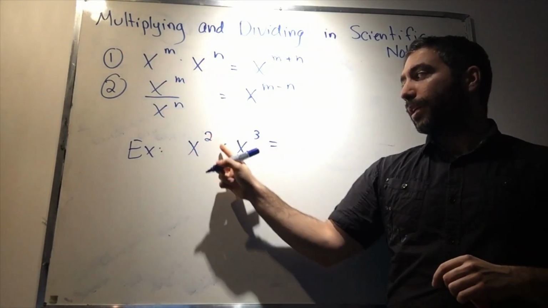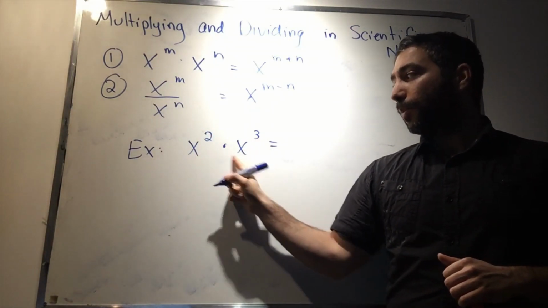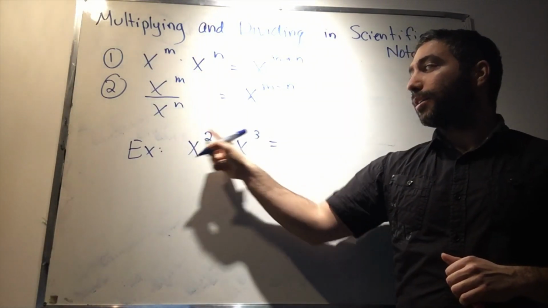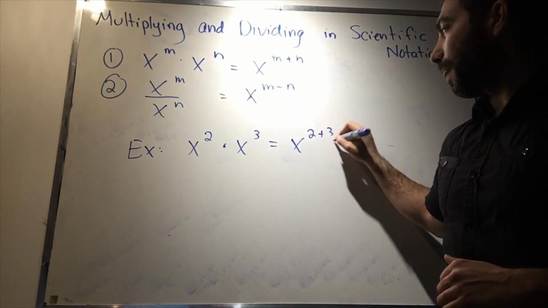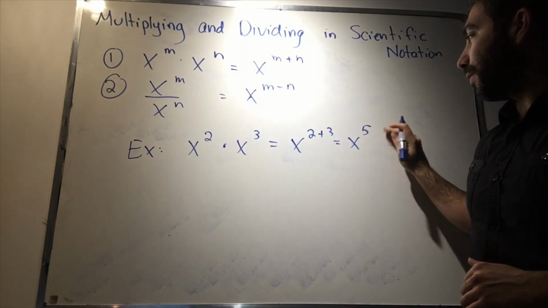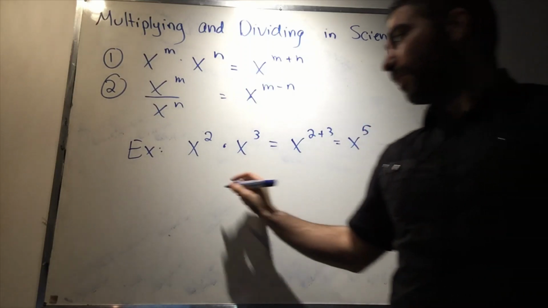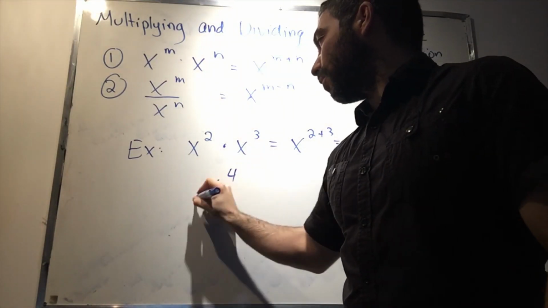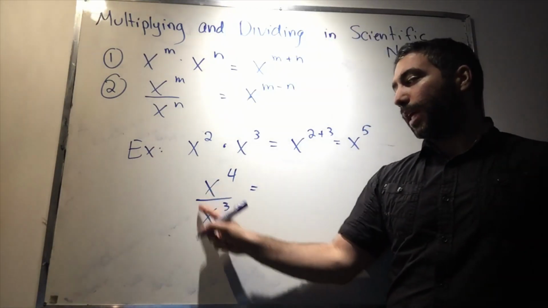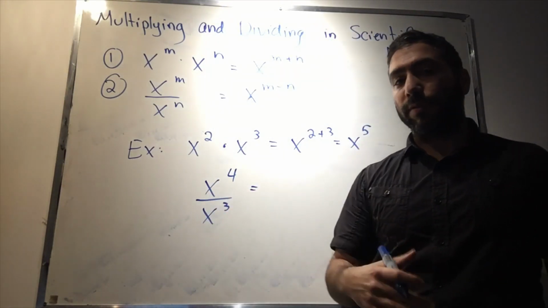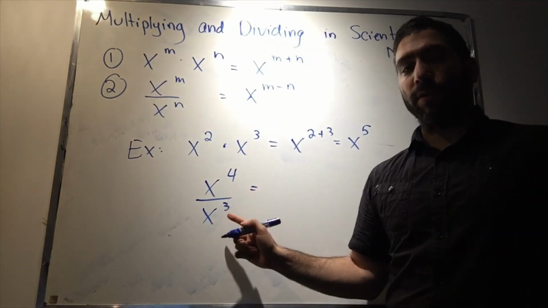Well, if you have x squared here times x cubed here, since they're both x's, they're the same, you just add the exponents. So 2 plus 3 is 5. So the answer is just x to the 5. Okay. And similarly, if we have x to the 4 over x to the 3, since the bases are the same, they're both x's, what do you do to the exponent? Since we're dividing, we subtract the exponents.